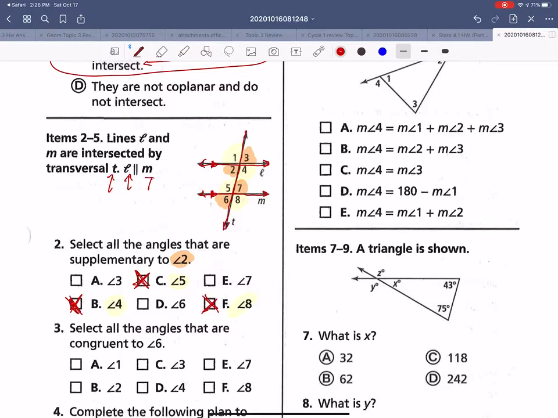All right, now it says select all the angles that will be congruent to 6. So 6 is orange. And so congruent means equal in measure. So those are going to be all the orange ones. So 2 was orange. 3 was orange. These other ones were not. So that's going to be my answers there.